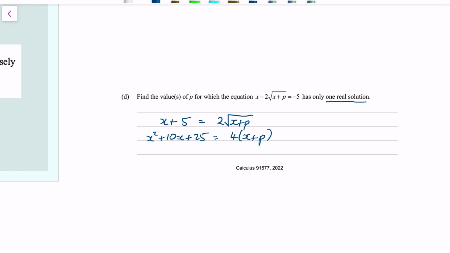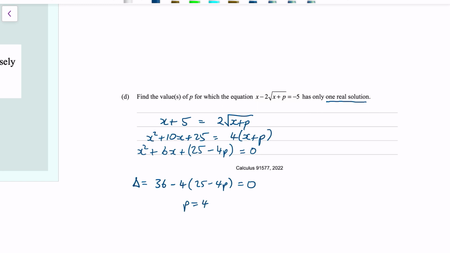Okay, we've got a standard quadratic here, just need to rearrange it. And then we apply the discriminant and we're looking for one real solution. So of course the discriminant just has to be equal to 0. Discriminant 36 minus 4 lots of 25 minus 4p equals 0. And if we solve that problem, we end up with p is equal to 4. And we go happy days, that's the answer.